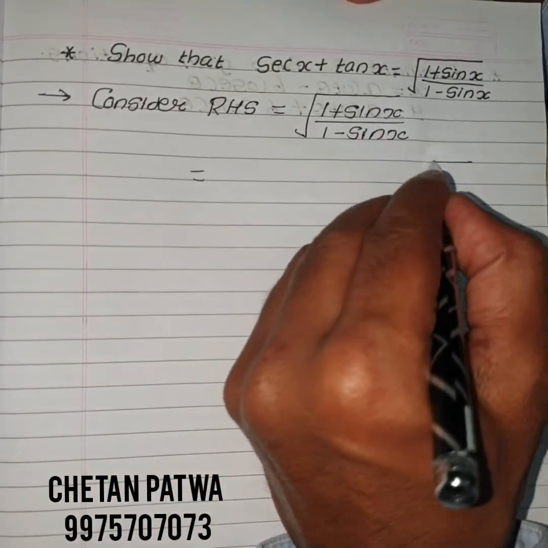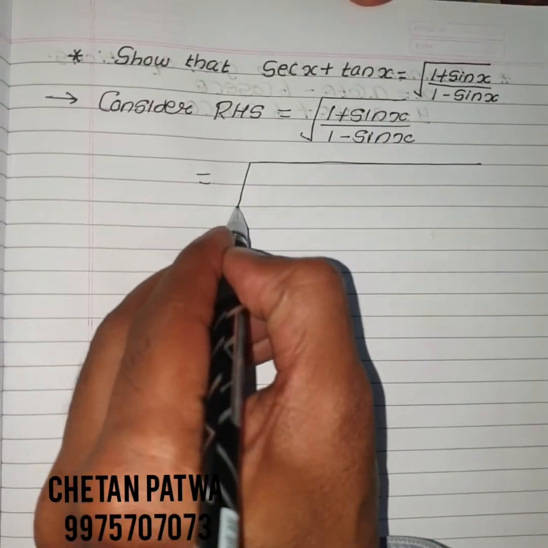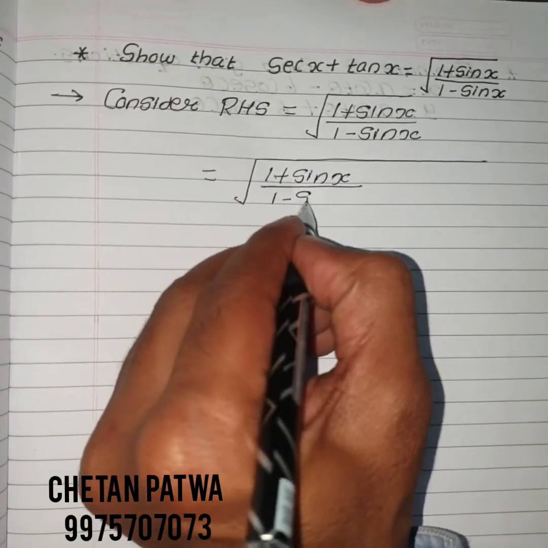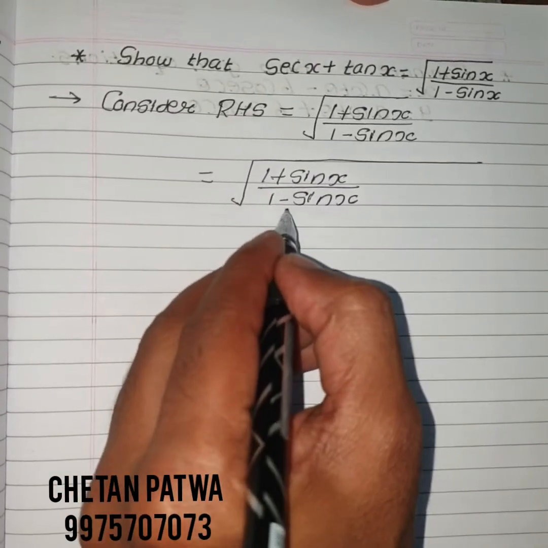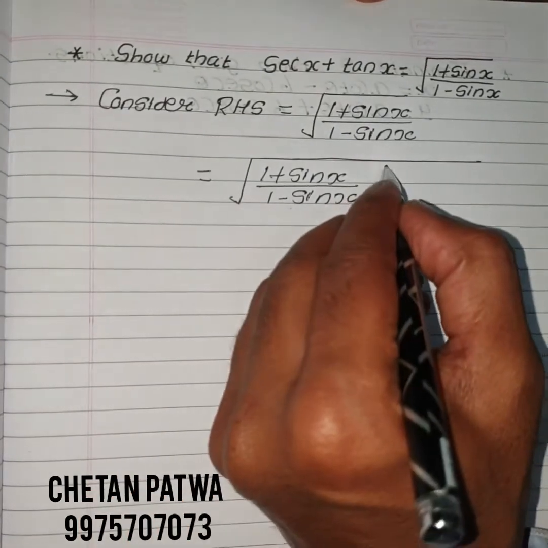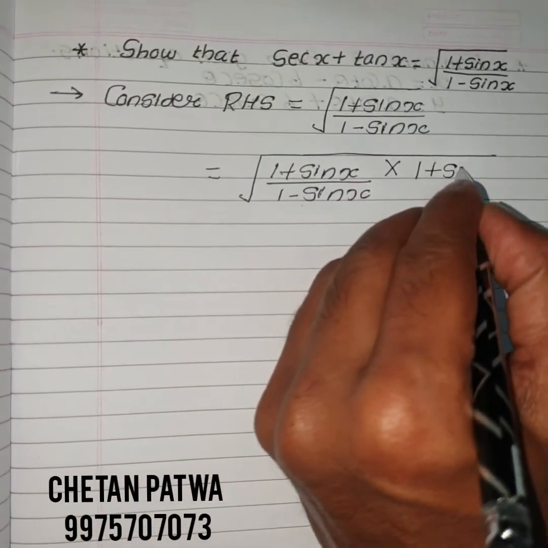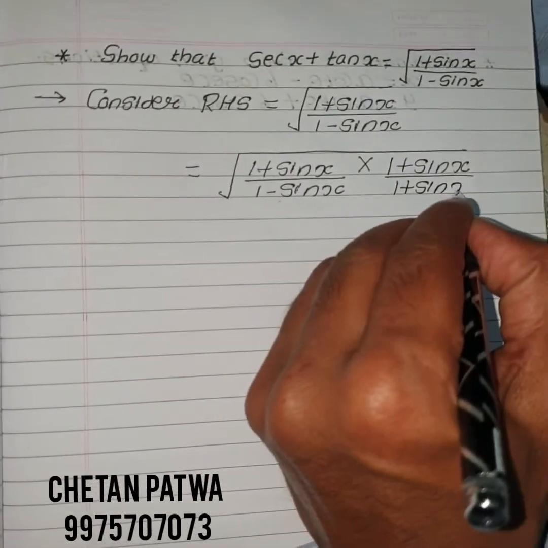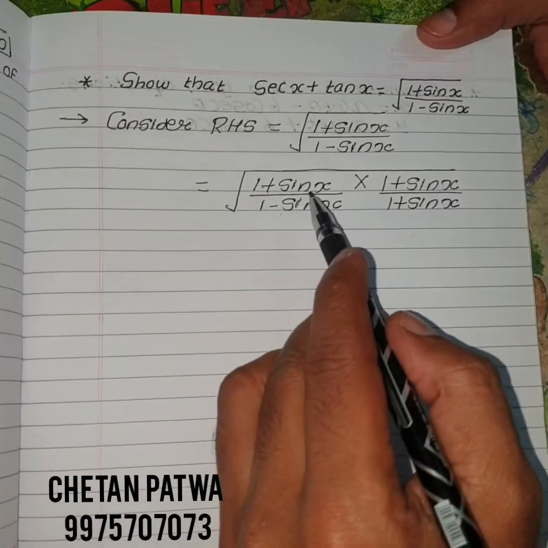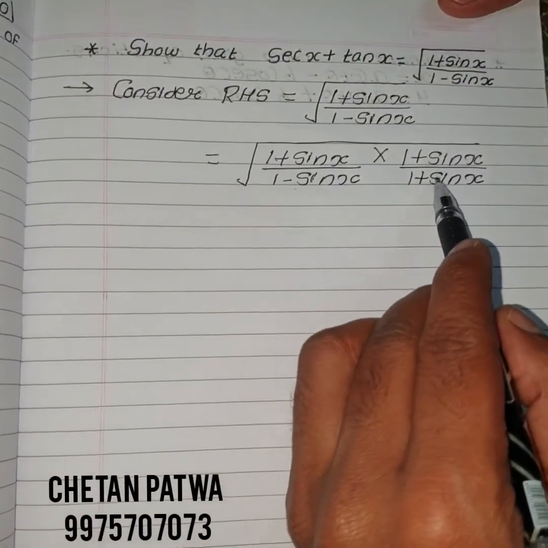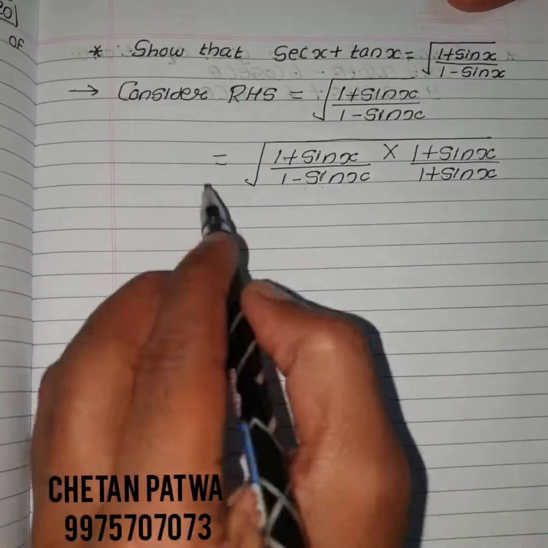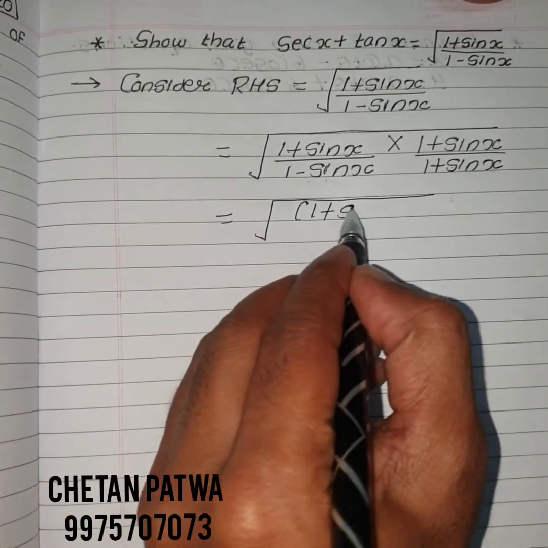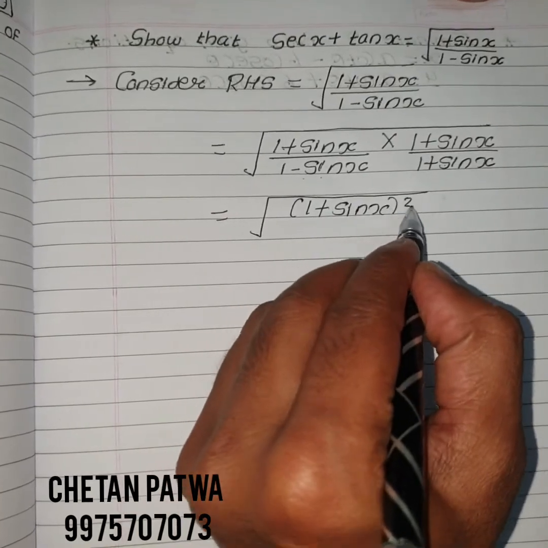Now let's multiply and divide by the conjugate of the denominator. In the denominator we are having 1 minus sin x. So what is the conjugate? Just change the middle sign. So it will be 1 plus sin x. Since we are multiplying, we will divide also. So in the first step we have multiplied and divided by the conjugate of the denominator. Now when we multiply the same terms we get its square. So (1 plus sin x) bracket square.